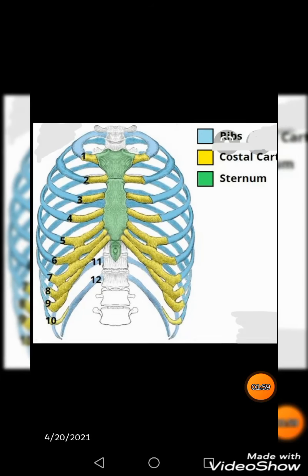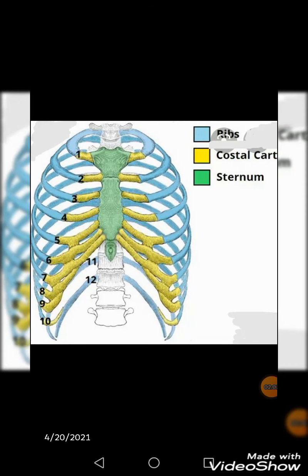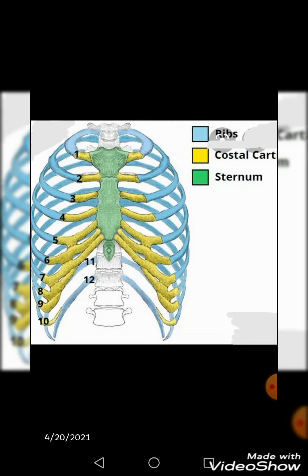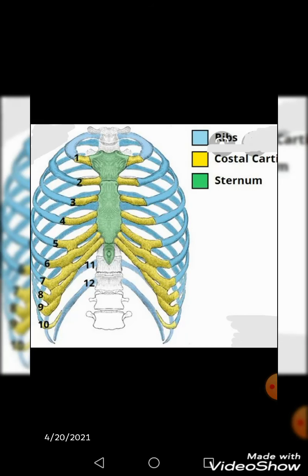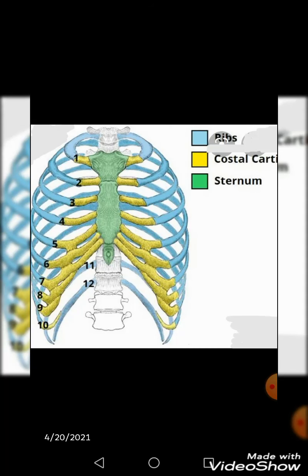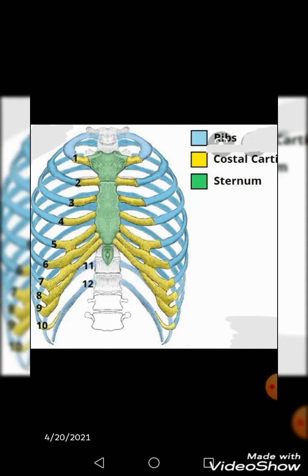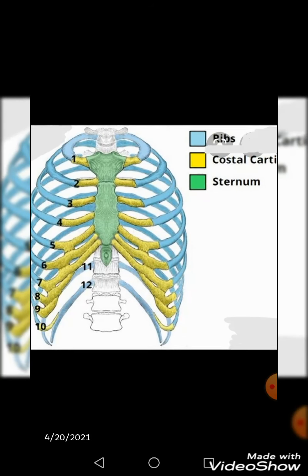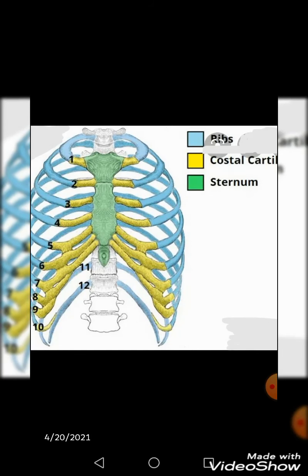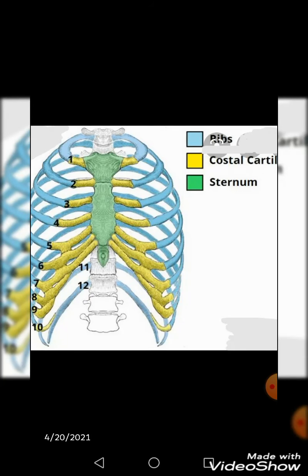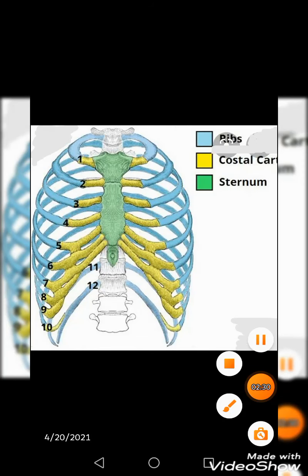Through this diagram, you can see the counting of the ribs. Ribs are shown in blue color, number 1, 2, 3, 4, 5, 6, 7, 8, 9 and 10. The lower 7, 8, 9, 10 are forming the costal margin as well. The sternum with its manubrium, body and xiphoid process are marked in a green color, and yellow color is showing the costal cartilages in this picture.